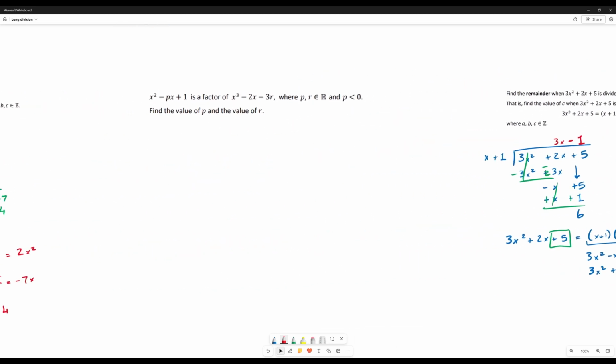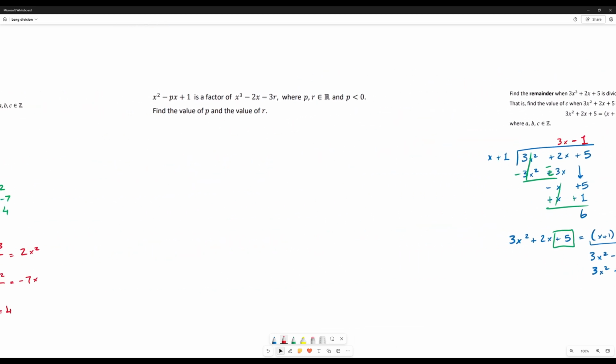Now I'm going to give this one a shot. Now this is the worst one. People hate this one because it has letters in it. Be prepared. This is a factor of this. It's still just long division. You'll be fine. I've seen people come out the other side of Leaving Cert. It does happen.